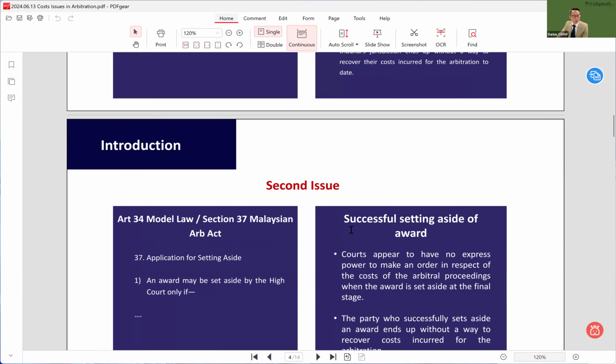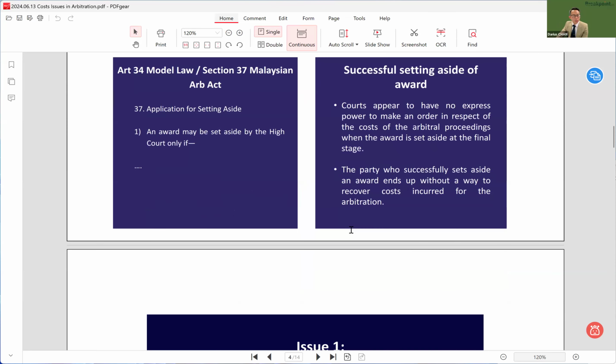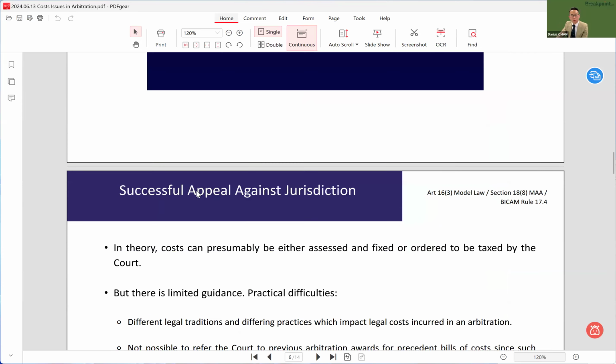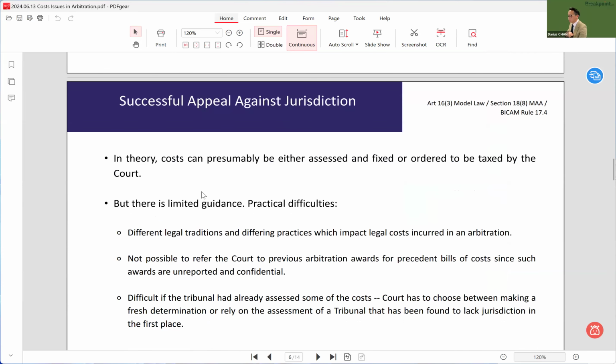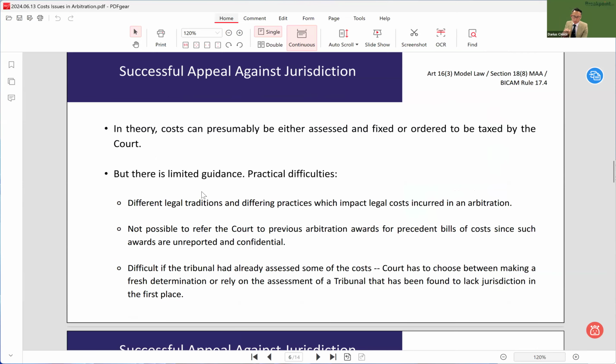Let me go straight to this issue. Even if the courts are given the express power to award cost of the arbitration, which is what Section 44 does, there is limited guidance and there are practical difficulties that have been surfaced. And these practical difficulties are summarized as follows.